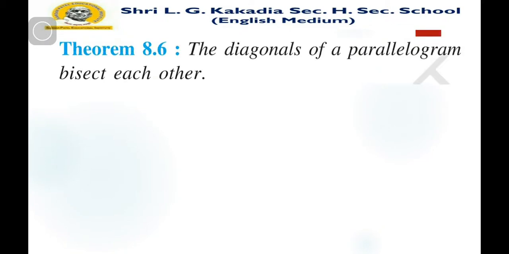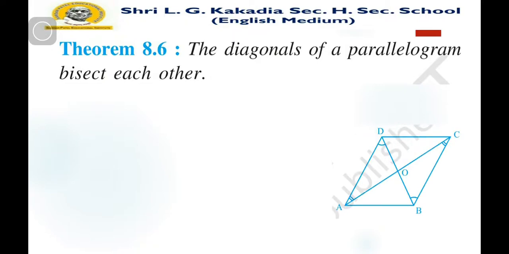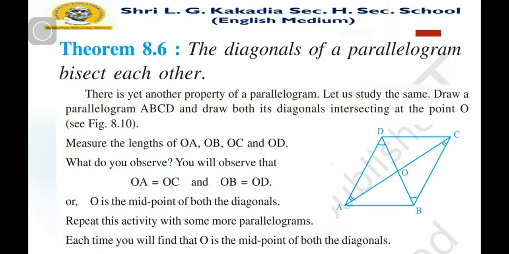Theorem number 8.6: the diagonals of a parallelogram bisect each other. Here you can see that we have drawn ABCD, and the diagonals AC and BD intersect at O. There is yet another property of a parallelogram. Let us study the same.